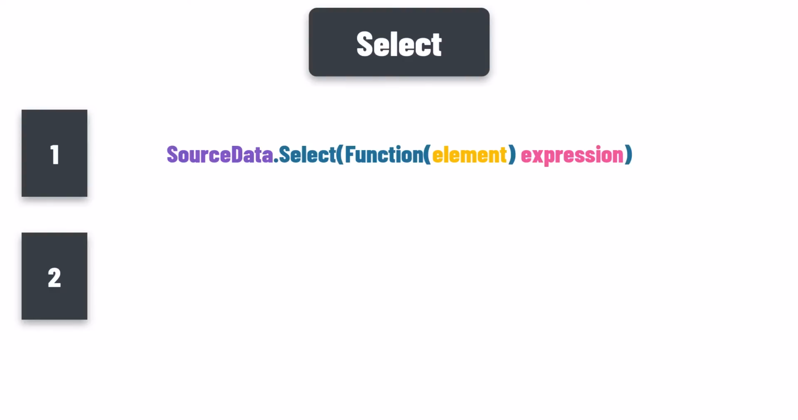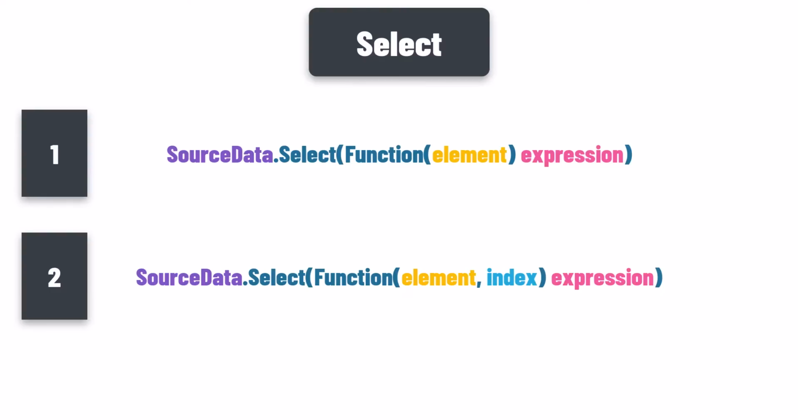It follows this pattern. In this pattern, source data is your original collection, and element represents each individual item within that collection. For example, if you have a collection of data rows, element represents each data row inside the collection. The lambda function passed to select dictates how each element is transformed. So, using this lambda function we define what to select and how. I will show you how to use this overload in a real use case later. Now, let's talk about the second overload, which is slightly different.